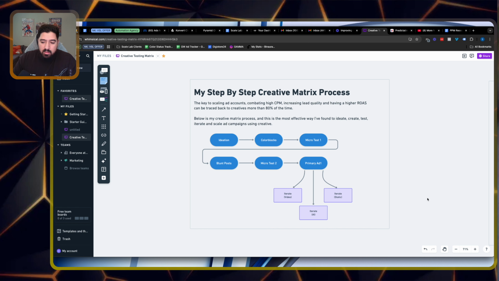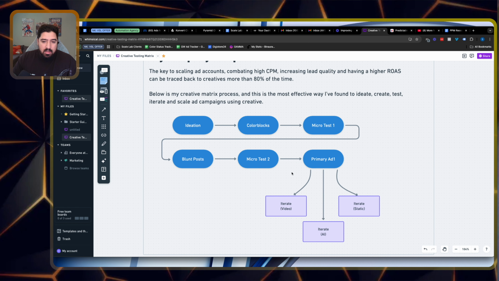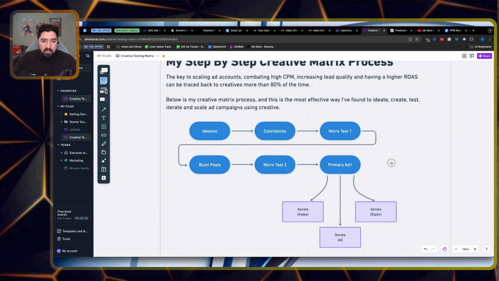So right here, you'll see this is my creative matrix process. This is a super simple outline, and it really just comes down to this easy flow. First step is the ideation phase. It's just coming up with different ideas. How can you tap the market problems? How can you offer a really valuable solution? How can you get in front of more people that actually want your solution and are having your problem?